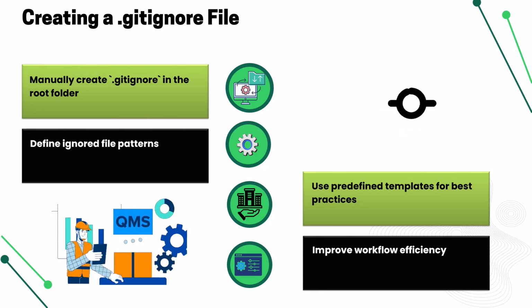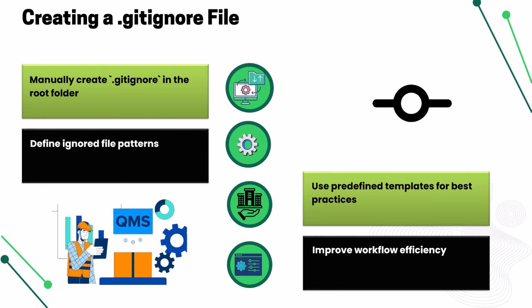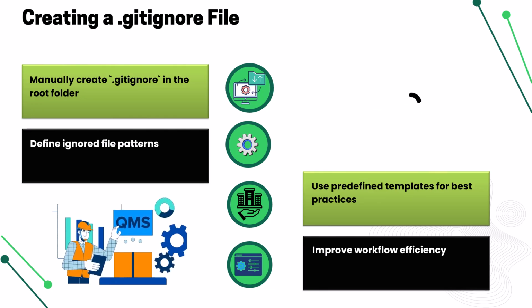Creating a Gitignore file is easy. Just drop a new file named Gitignore into your project's root directory and list the files you want Git to ignore. You can even use predefined templates. It's like crafting a VIP guest list, but for your code repository.